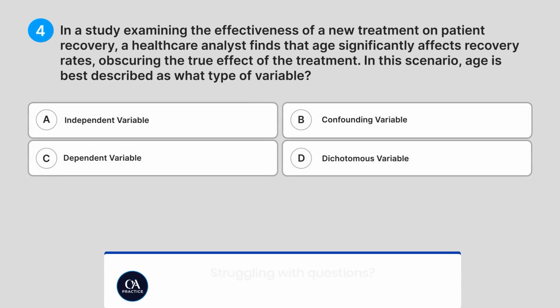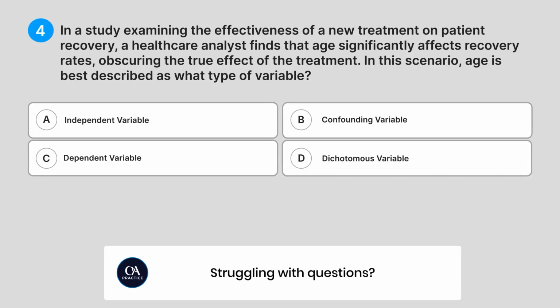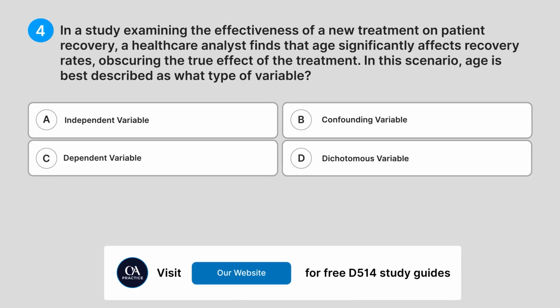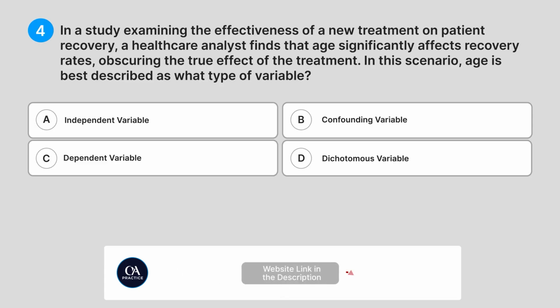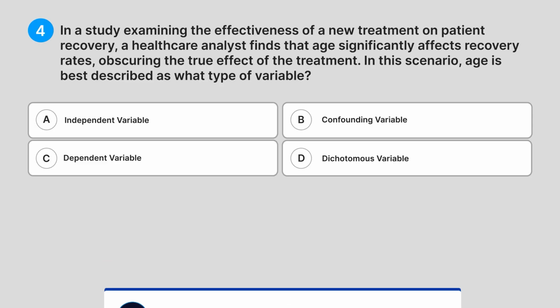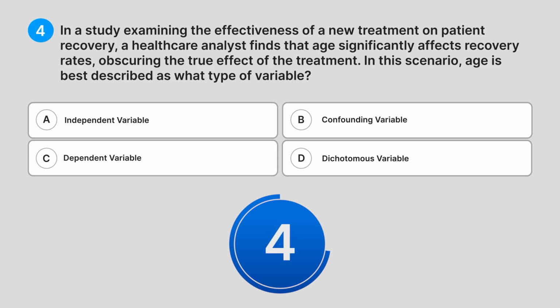4. In a study examining the effectiveness of a new treatment on patient recovery, a healthcare analyst finds that age significantly affects recovery rates, obscuring the true effect of the treatment. In this scenario, age is best described as what type of variable? A. Independent variable. B. Confounding variable. C. Dependent variable. D. Dichotomous variable. Do you know the answer?